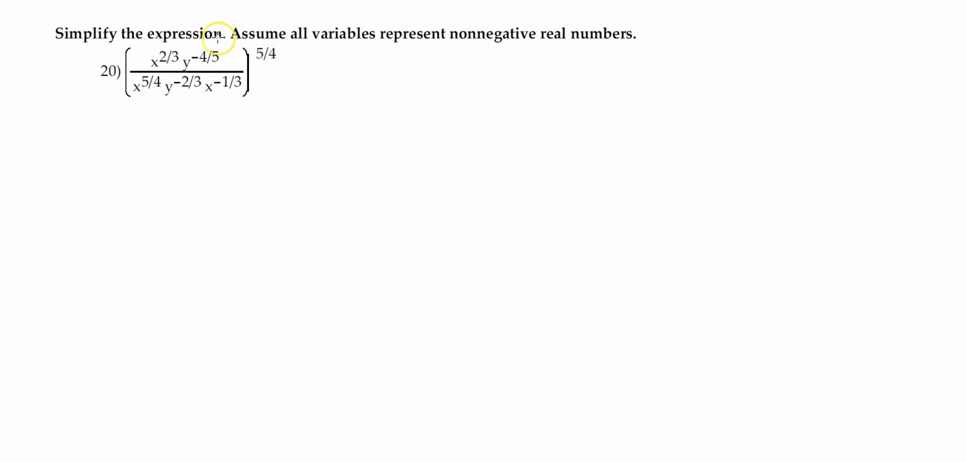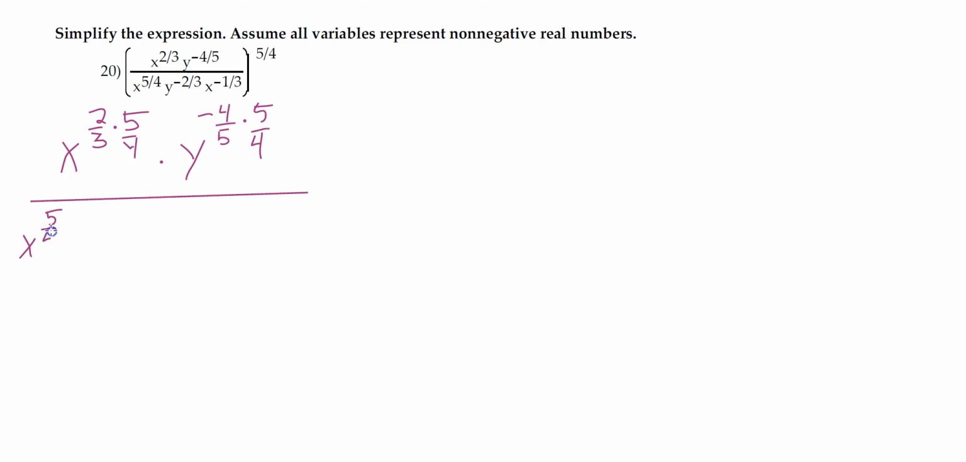Now when this exponent brings down to, for example, the first factor, x to the 2/3, we'll get a 5/4 power on 2/3, and that is when we multiply exponents. So we are going to get x to the 2/3 times 5/4, and then multiplied by y to the negative 4/5 times 5/4, that's the numerator. Denominator, x to the 5/4 times 5/4, y to the negative 2/3 times 5/4, and x to the negative 1/3 times 5/4.